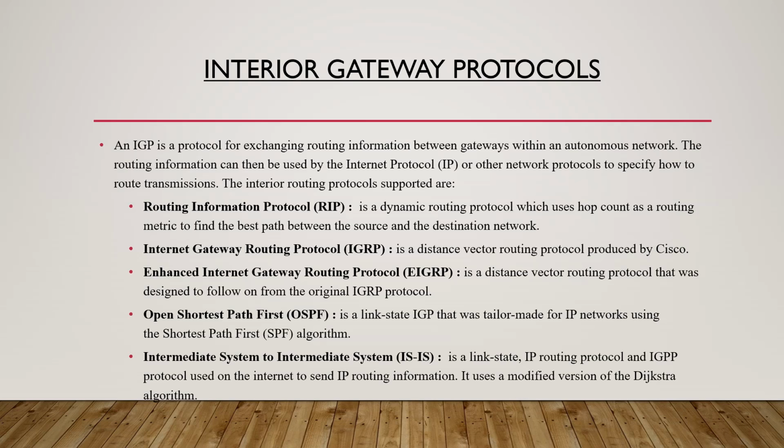The RIP protocol is a dynamic routing protocol which uses hop count as a routing metric to find the best way between the source and the destination. The second is IGRP. What is IGRP? It is a distance vector routing protocol produced by Cisco. As mentioned, it is a distance vector routing protocol. It is produced by Cisco.